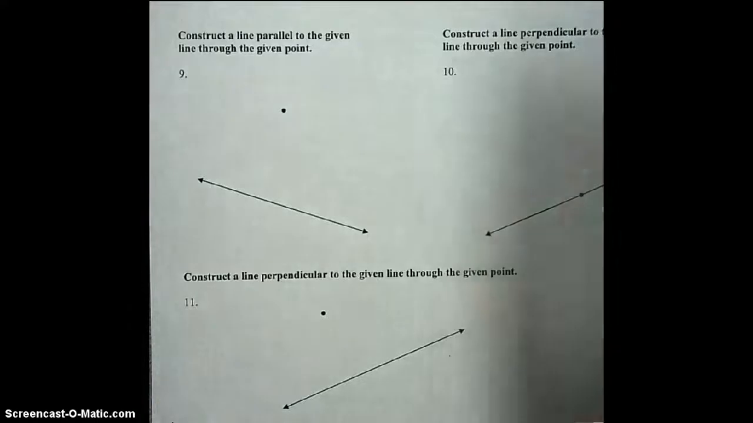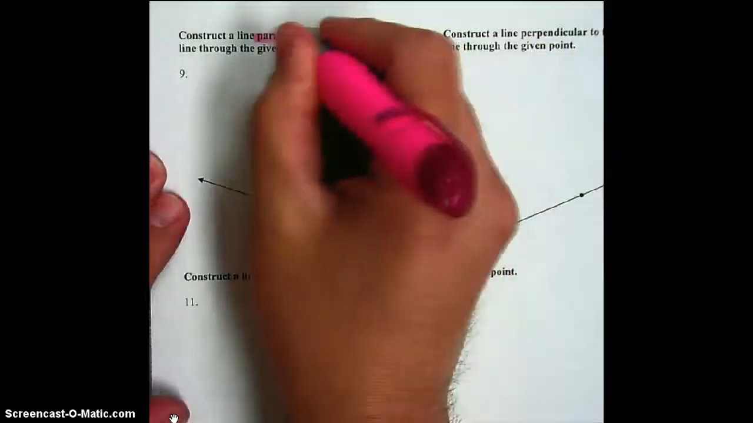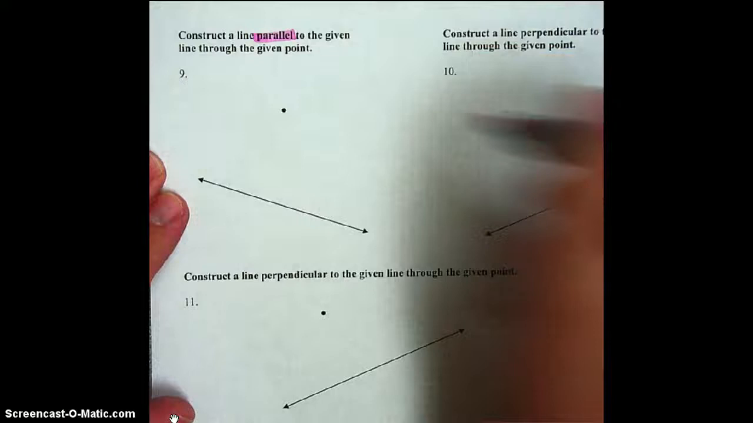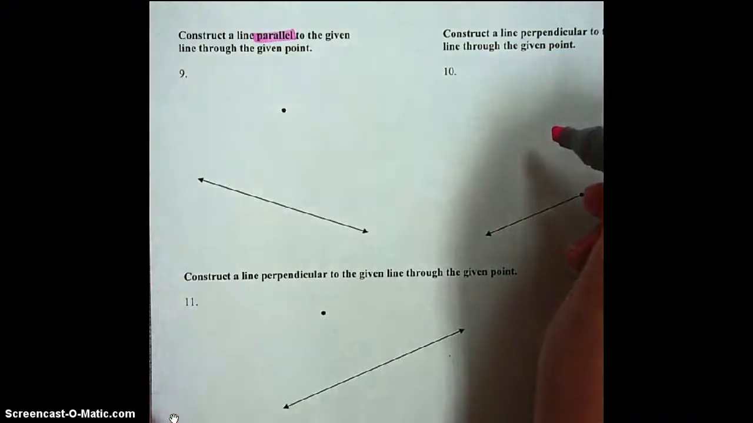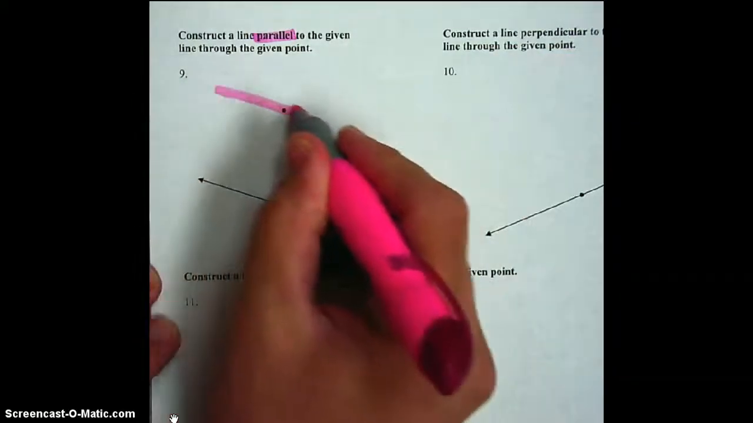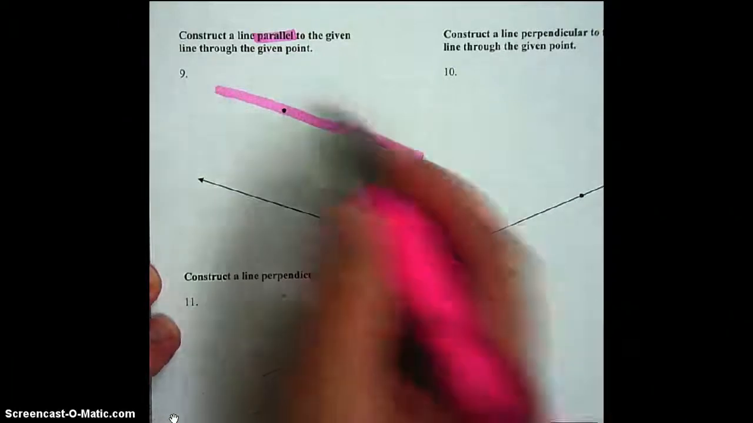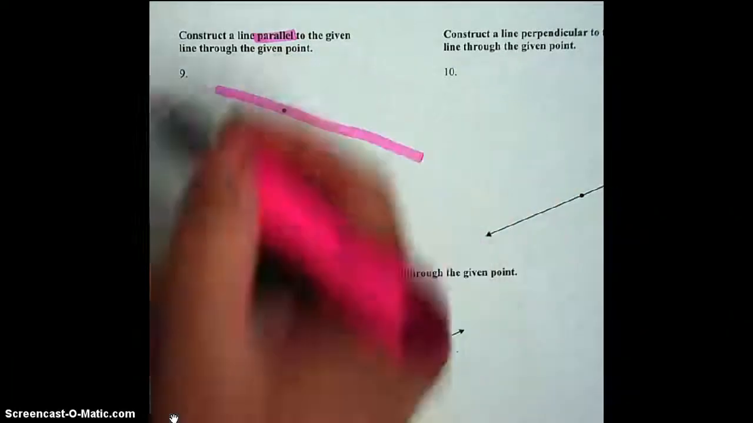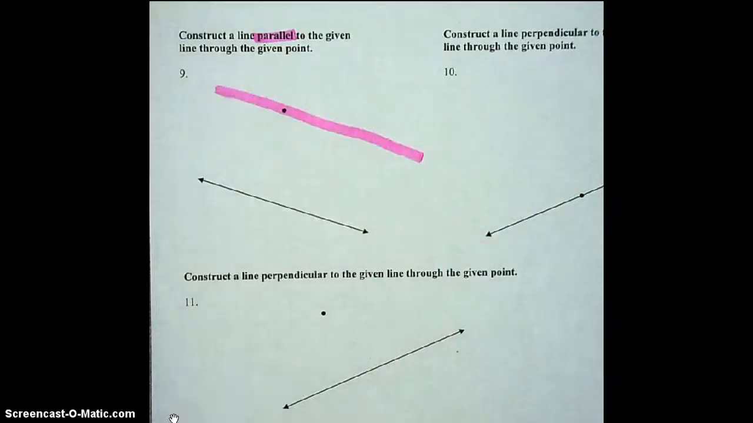Alright, for number 9, we're going to construct a line parallel to the given line through the given point. So what you want to think about is what your answer is going to look like. We know our answer is going to be parallel, and parallel lines don't touch. So my answer is going to be something up here where that pink line is.